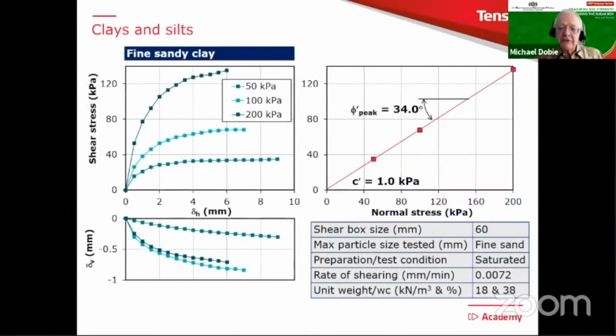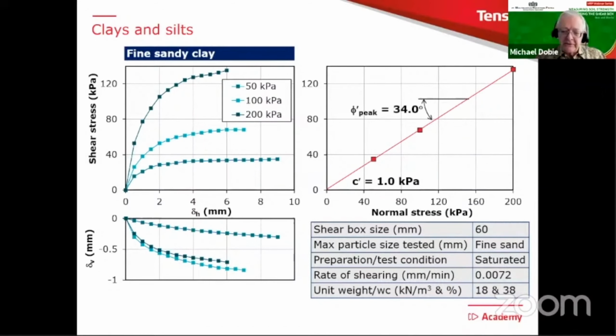So let's look at a nice result here. So this is a test on a fine sandy clay. It's pretty complete. We have the box size, it's a small shear box. Maximum size is fine sand. It was done saturated. That means both the sample and the shear box full of water.